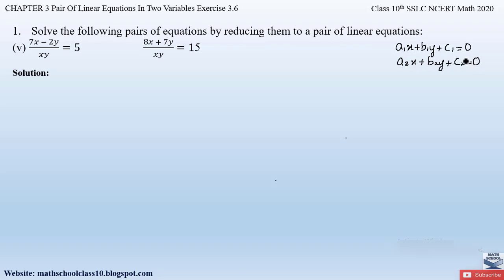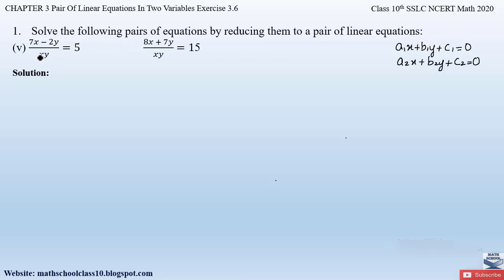c2 equal to 0. So these constants c1 and c2 can be either on the left hand side or on the right hand side. If you are going to apply elimination method, it is better the constants are on the right hand side of the equations. Okay, so here first of all let us reduce them in the form of general form of linear equation where the variables x and y should always be in the numerator.